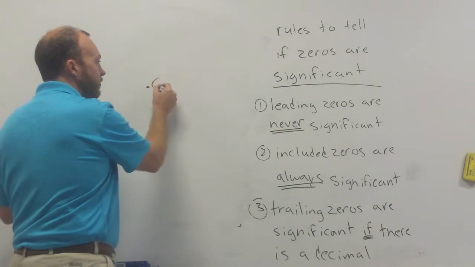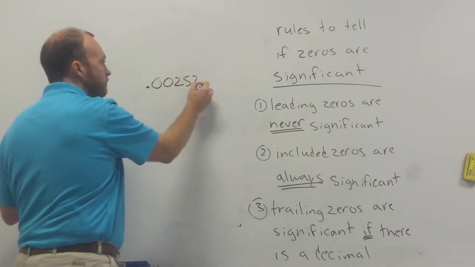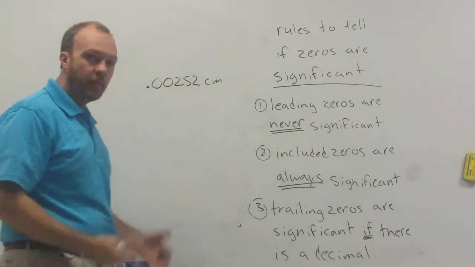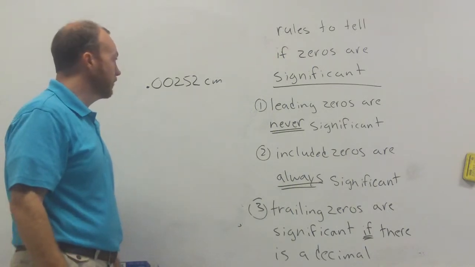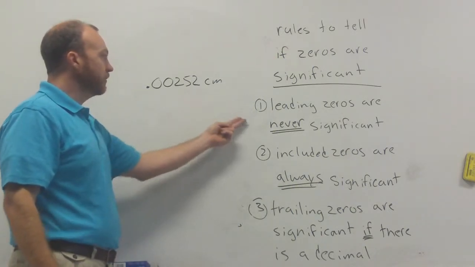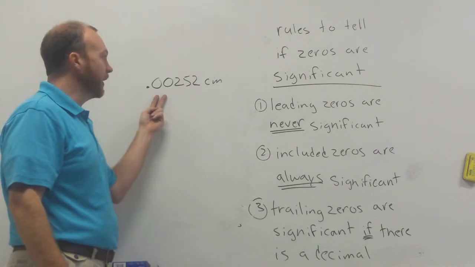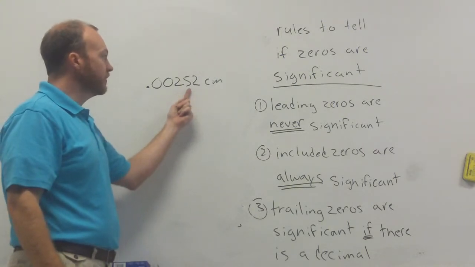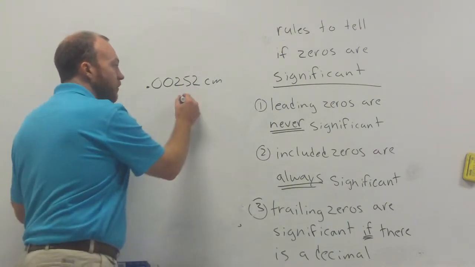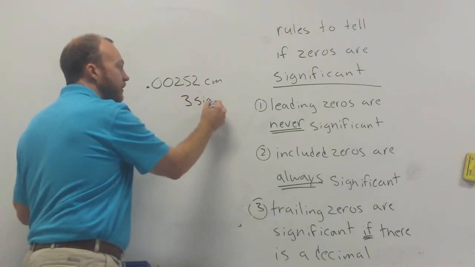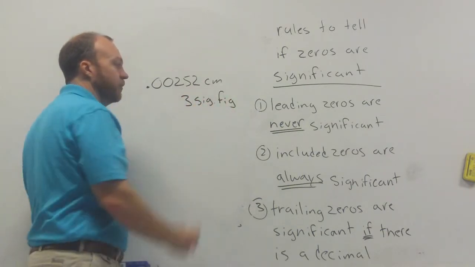So let's say I have this measurement. How many significant figures are there in the measurement? Well, the zeros are leading. They're just placeholders. They don't count. So this is significant, and that is significant. We would say that there are 3 significant figures.